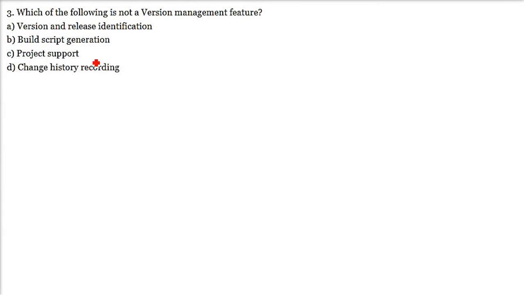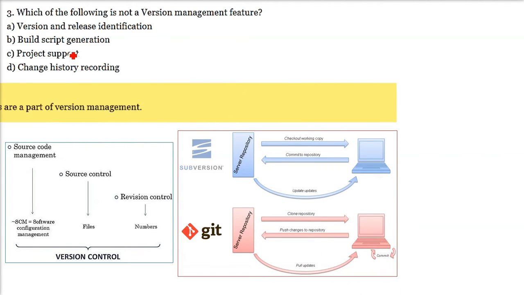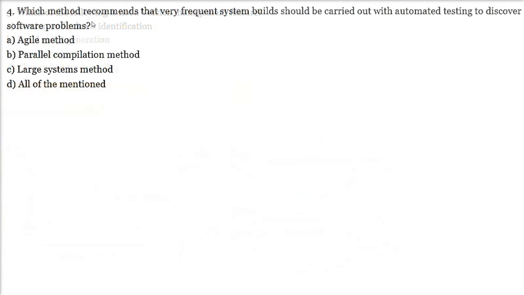Which of the following is not a version management feature? Not a version management feature. Okay, so let us see the answer. This is B. The answer is build script generation, because in version management features we have version and release identification, project support and change history recording, but it is not build script generation.